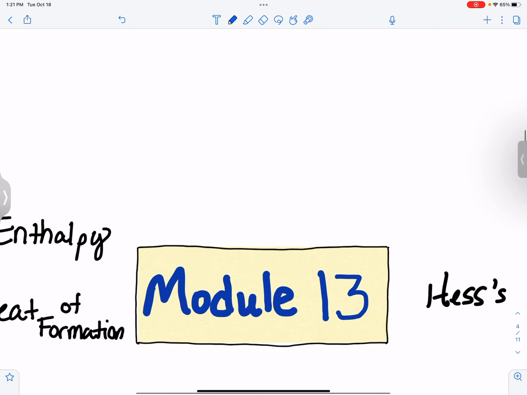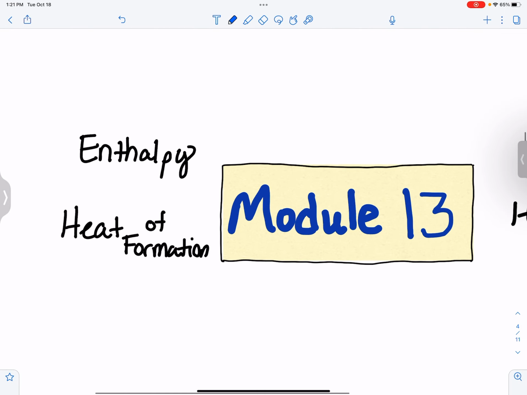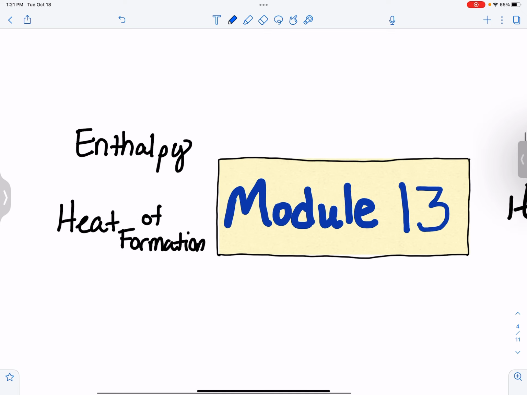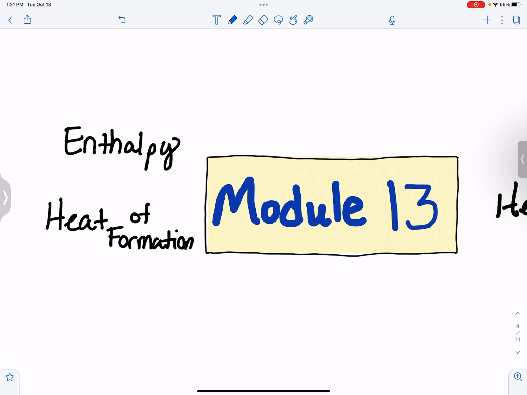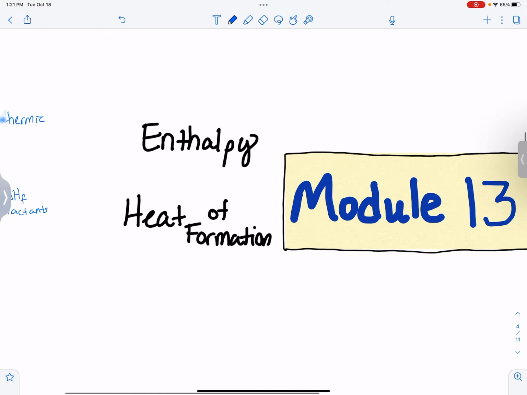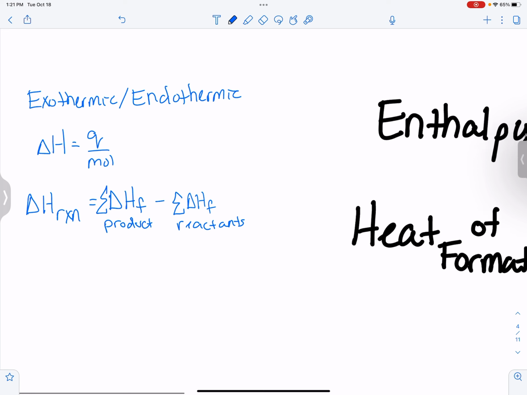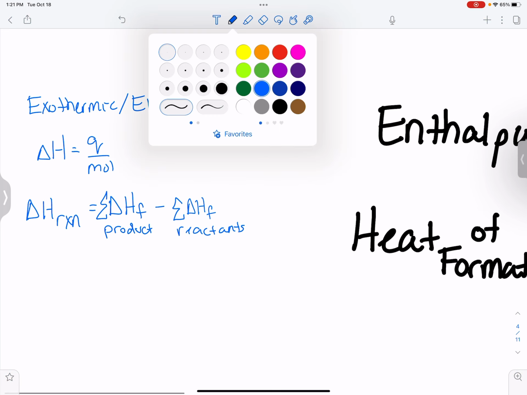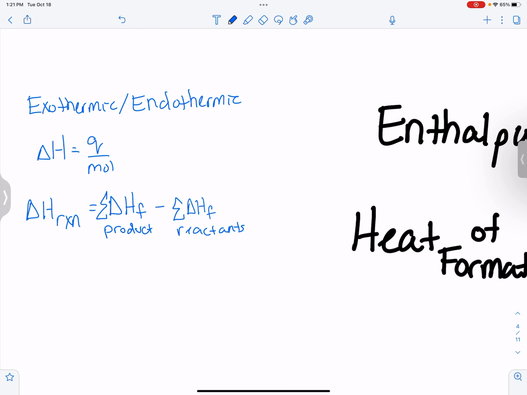So we're moving from Module 12 to Module 13. Now Module 13 actually finishes up all of the information about heat, enthalpy, and heat of formation. And in this one, there's another form of some more equations. You're going to learn about Q, which again stands for energy. You're going to learn about Q per mole, and this ties into reactions.